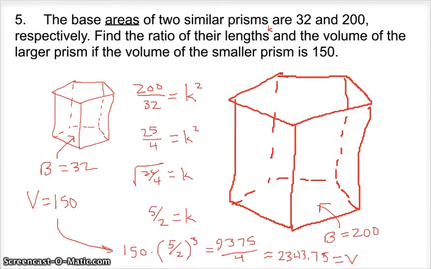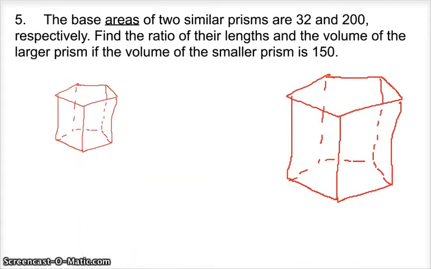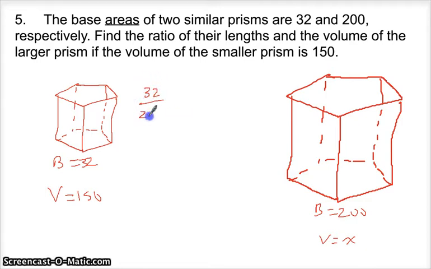The sizes were, oh, let me see. Okay, so this base area over here was 32. It doesn't look exactly the same as before. That's 32. And this base over here was 200. So that, and I know the volume over here is 150, and the volume over here I didn't know. Let's call this x. I can say small is to large as small is to large.